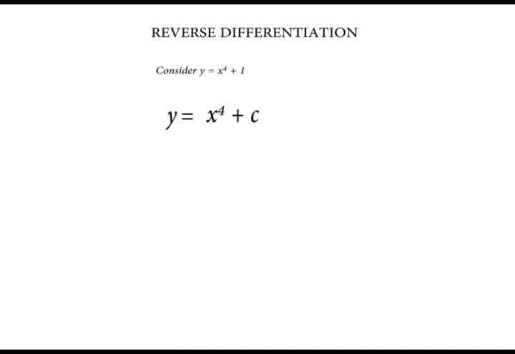In another example, dy over dx is equal to 6x squared. What will be y? We integrate 6x squared. And so y is equal to, add 1 to the power, and we shall get 2 plus 1 is equal to 3. So we have 6x to power 3. And then we divide the whole function by the new power. 6x to power 3 divided by 3 will give us 2x to power 3. And then we add c.